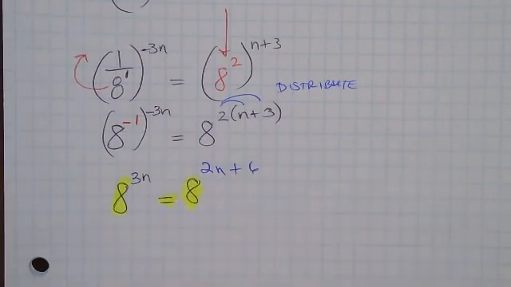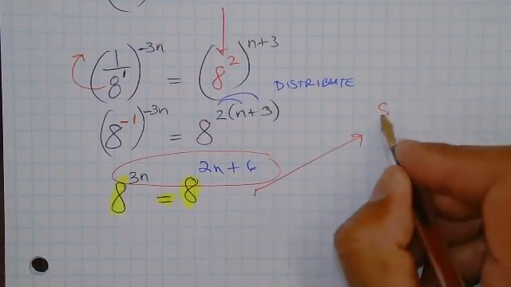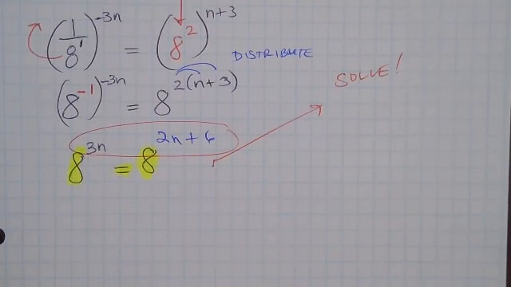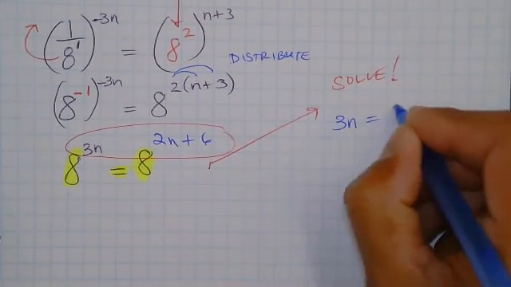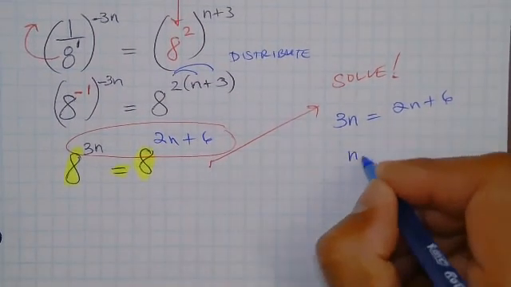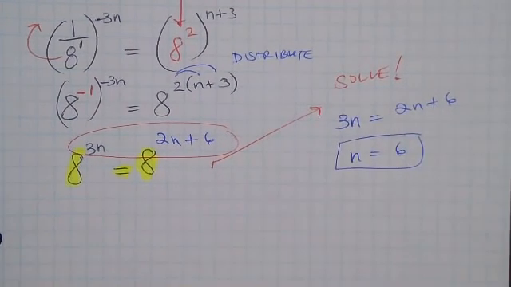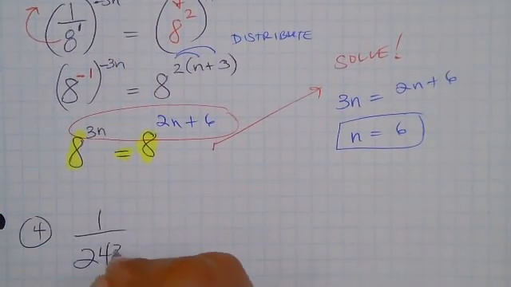And now that I got everything up here, no fractions anymore, and now that I got the bases to match, I don't need to look at the 8s. I just have to solve. You guys can finish it from there? What are we going to do? 3n is equal to 2n plus 6. What's the answer? N is equal to 6, right? Minus 2n, minus 2n. N is equal to 6. Okay. All right. Number 4.